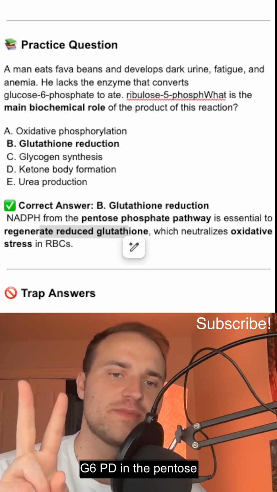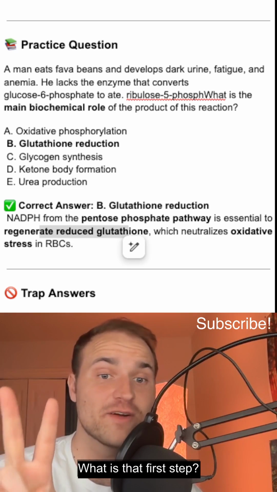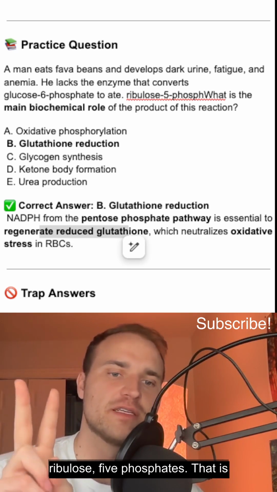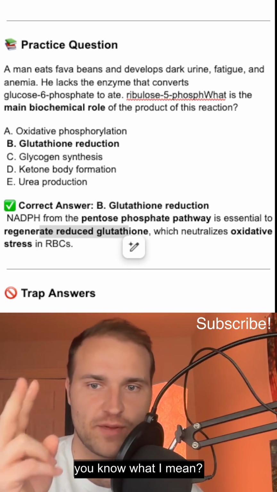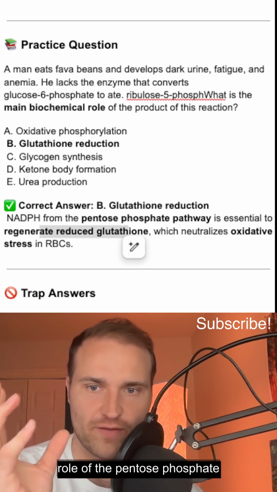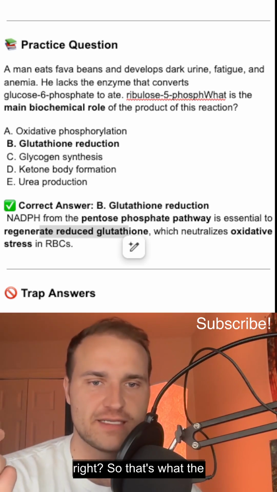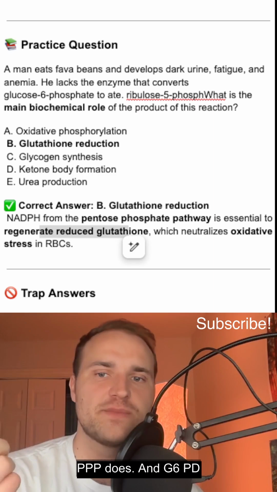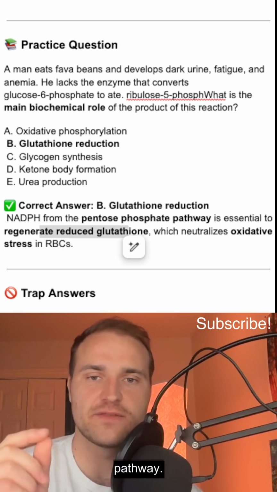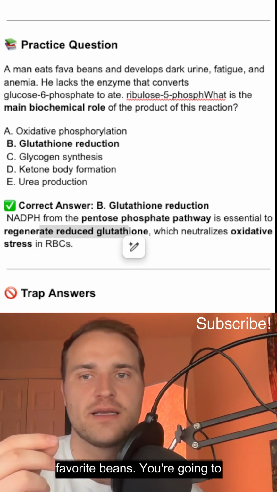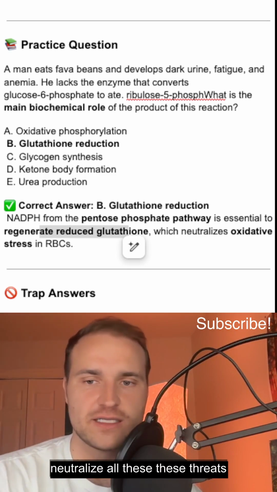2, the role of G6PD in the pentose phosphate pathway. So G6PD catalyzes the first step in the pentose phosphate pathway. What is that first step? Converting glucose 6-phosphate into ribulose 5-phosphate. That is the first step. Of course, you have the 6-phosphogluconate step in there, but you know what I mean? That is the central role of the pentose phosphate pathway. We got to get to ribulose first, and we start with our G6 phosphate, right? So that's what the PPP does. And G6PD catalyzes that first step, right? It is the rate limiting step of the pentose phosphate pathway. So you're eating all your fava beans, you're going to disrupt this little pathway here, and you're not going to have the glutathione able to neutralize all these threats in your body.